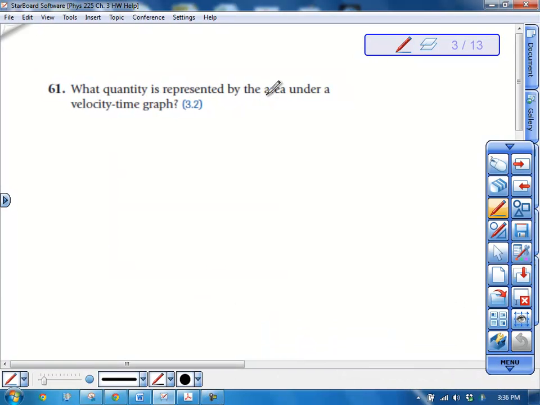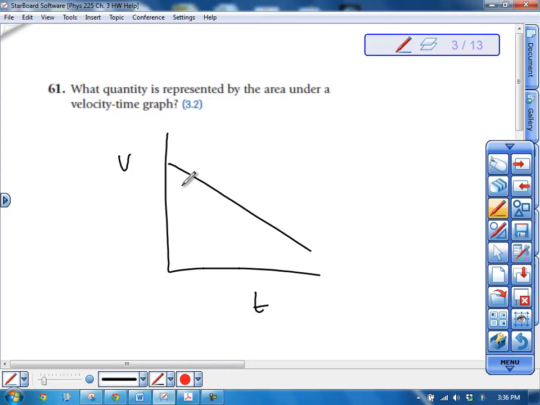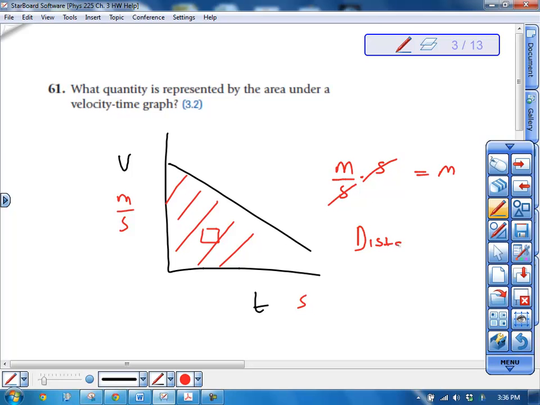Next question, what quantity is represented by the area underneath the velocity time graph? Well, if we have a velocity time graph of some sort, and we're talking about area underneath, we have velocity in meters per second, time in seconds, and area is going to be like length times width, right? So you're going to multiply these units together if you're doing dimensional analysis. Seconds will cancel and you'll get meters. So we're talking about distance. Distance is in meters.